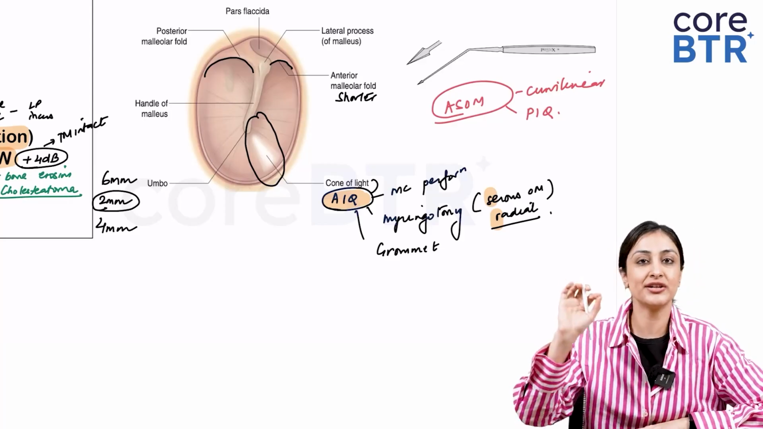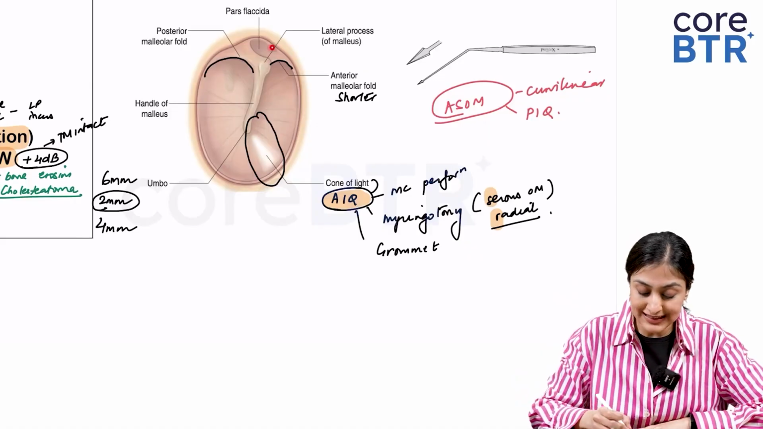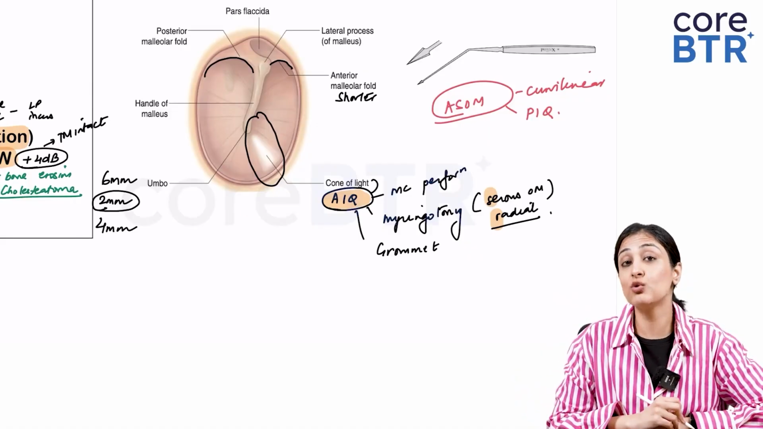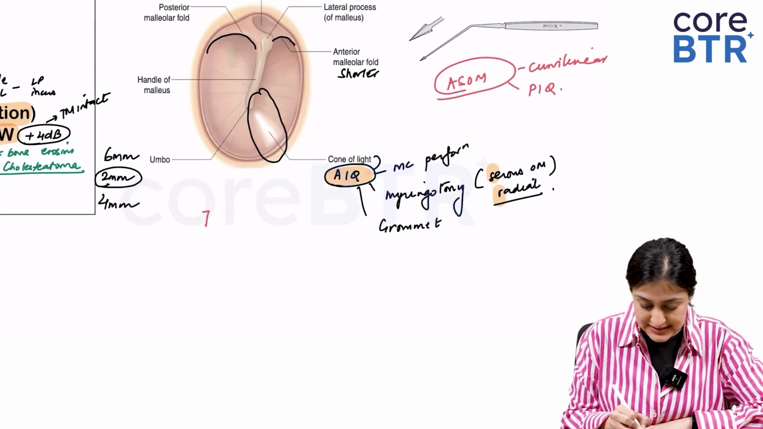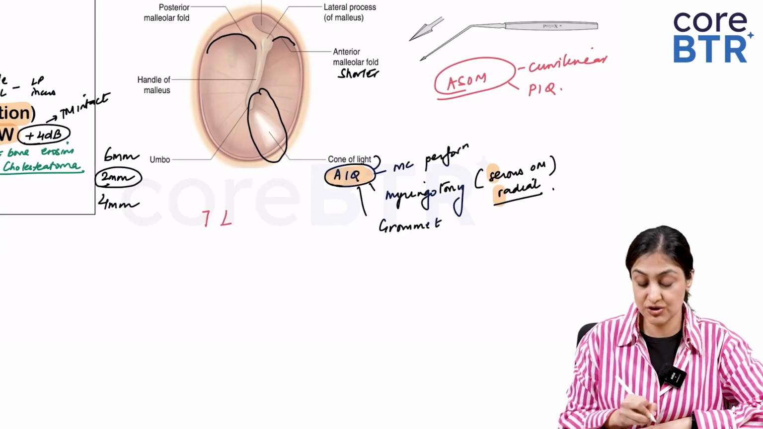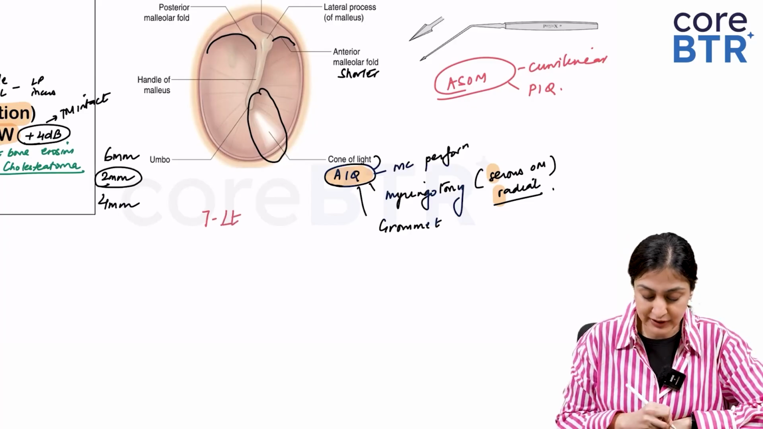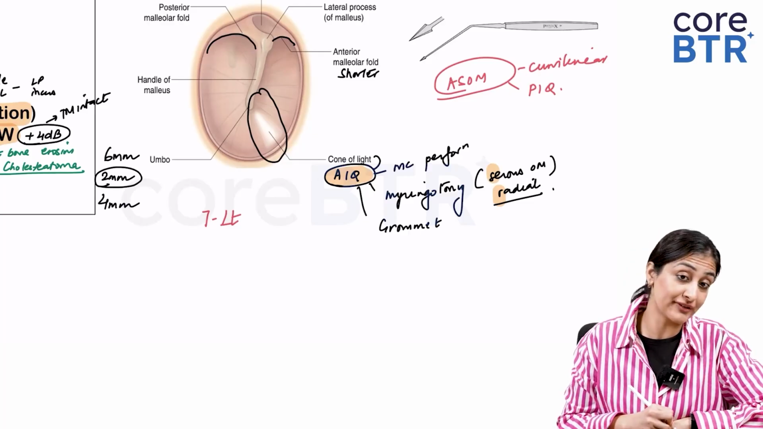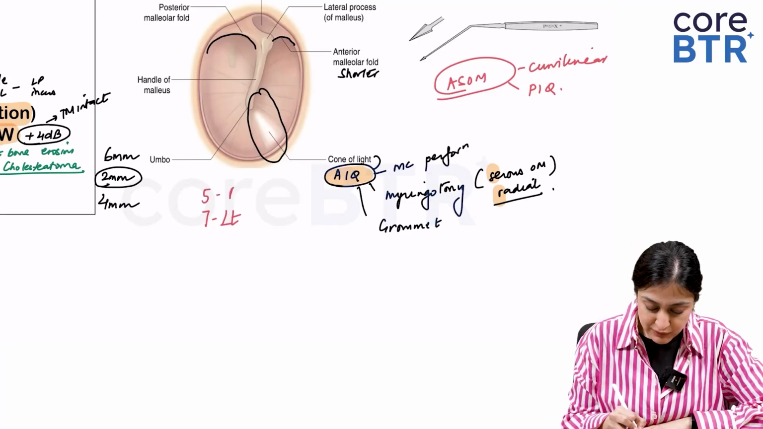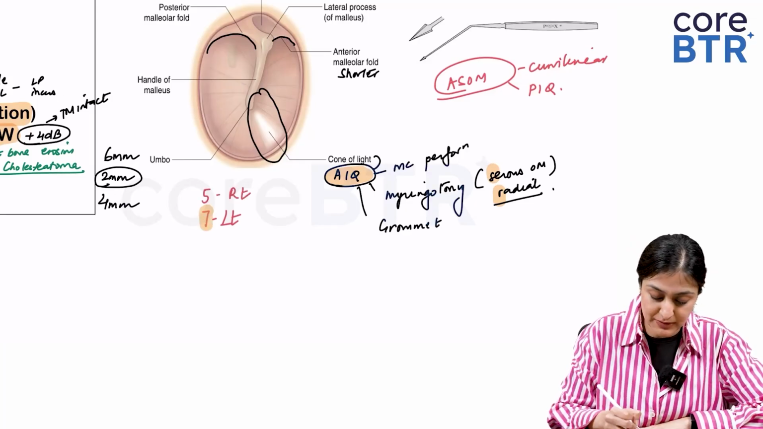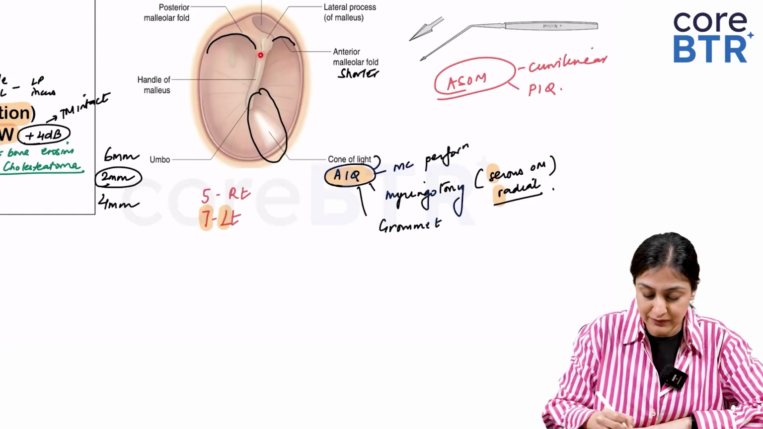So antero-inferior quadrant. Here, can I look at the cone of light and know what side ear it is? Yes. So you will remember this: if you invert a 7, it becomes an L. So if I see the antero-inferior quadrant or the cone of light at 7 o'clock, it's the left ear. If I see it at 5 o'clock, it is the right ear. So remember 7.